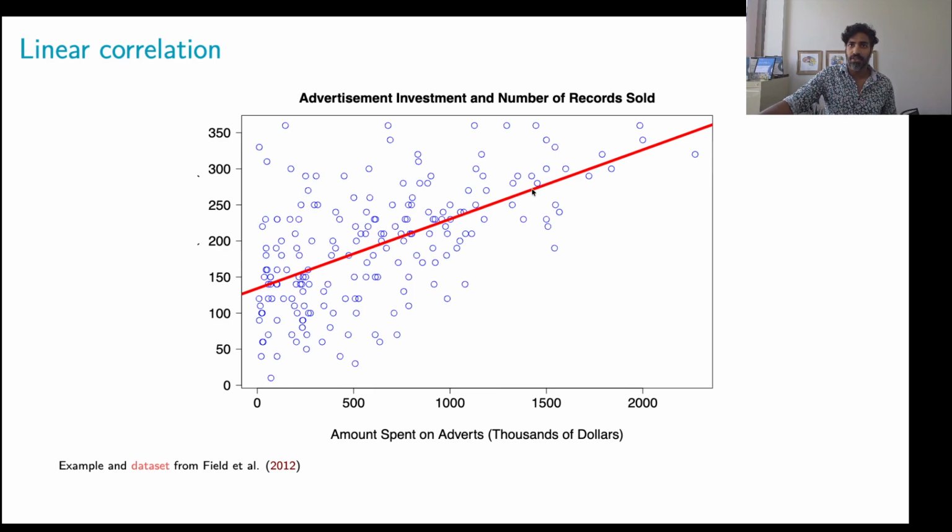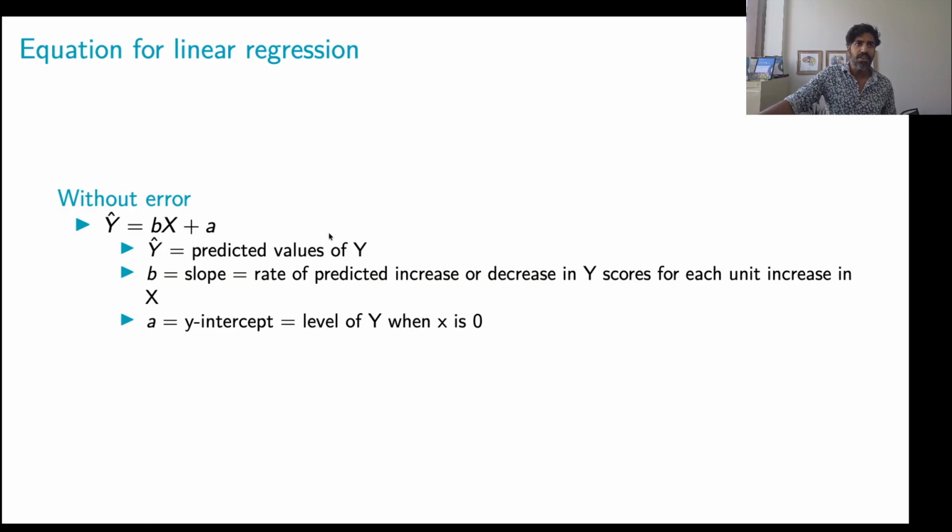The data is on it, but for many data points, it's sort of not on that line. So we have quite a lot of error here, and we can quantify that error. So the equation for linear regression, I said I'd come back to what this y hat meant.